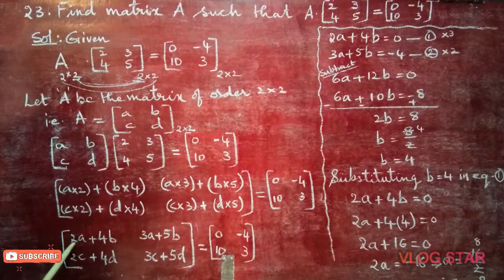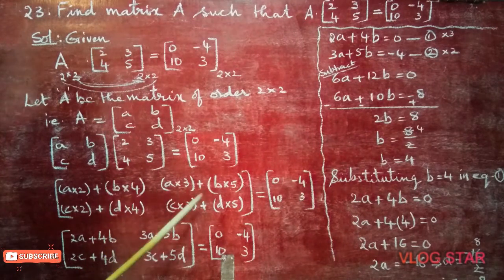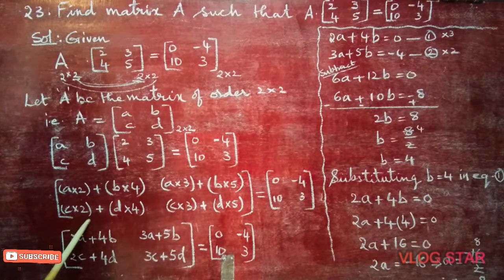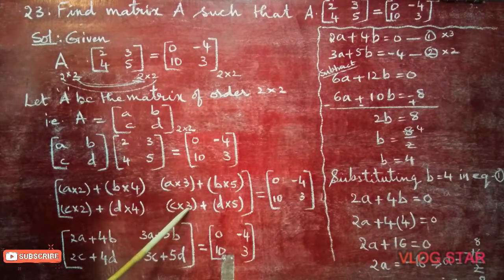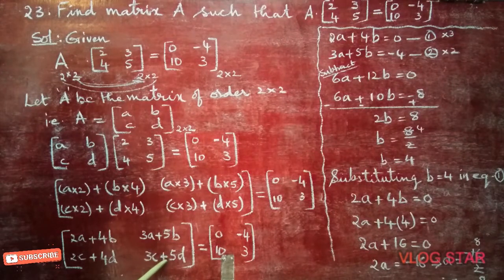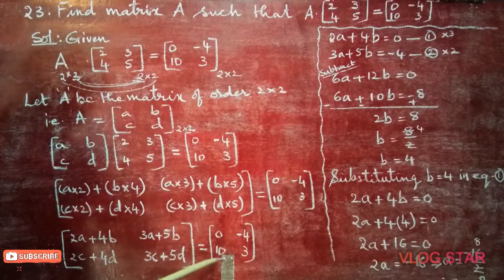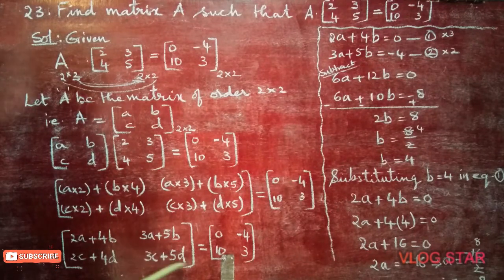Now A into 2 is 2A plus B into 4 is 4B, A into 3 is 3A plus B into 5 is 5B, C into 2 is 2C plus D into 4 is 4D, C into 3 is 3C plus D into 5 is 5D, equal to 0, -4, 10, 3. Whenever you see equal matrices, what is the definition? First element will be equal to first, second with second, third with third, fourth with fourth.